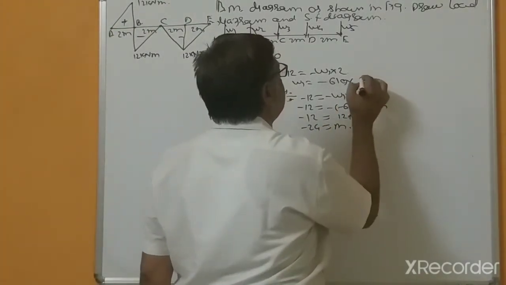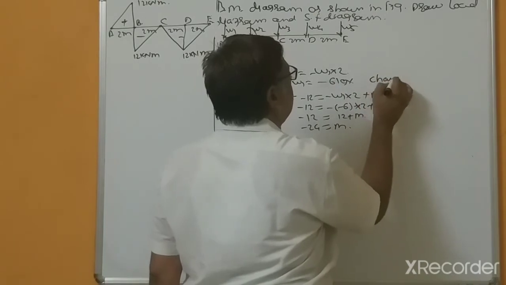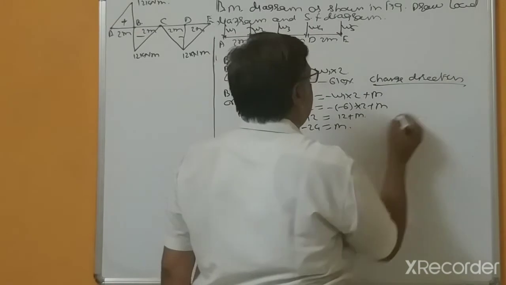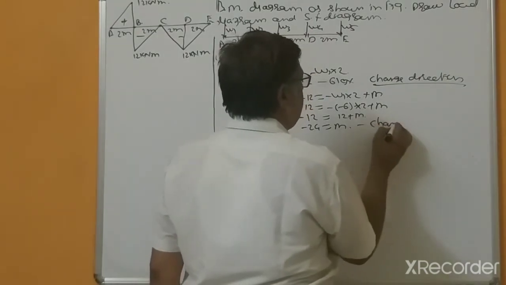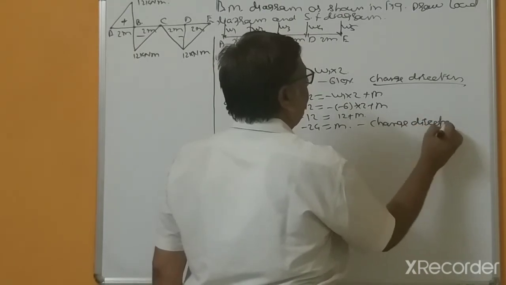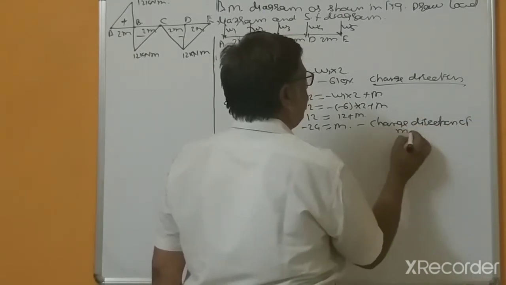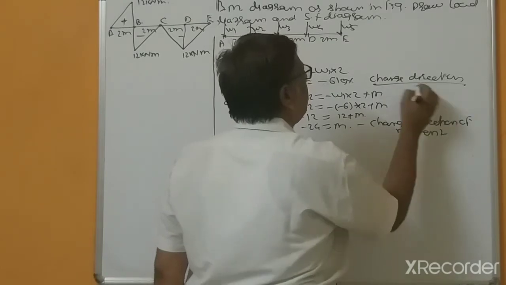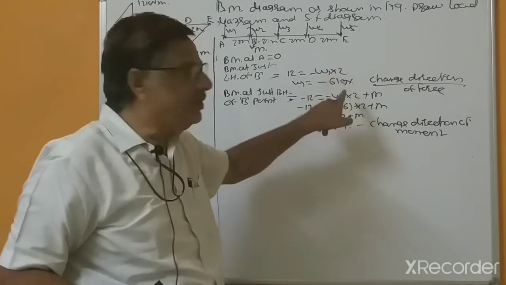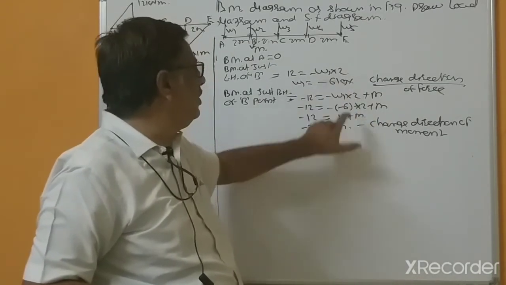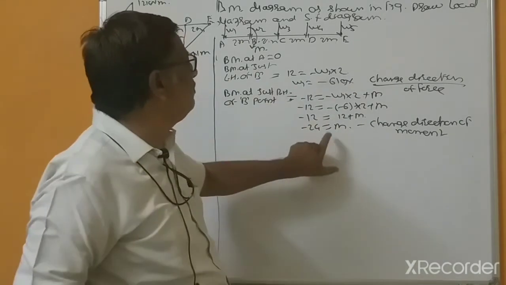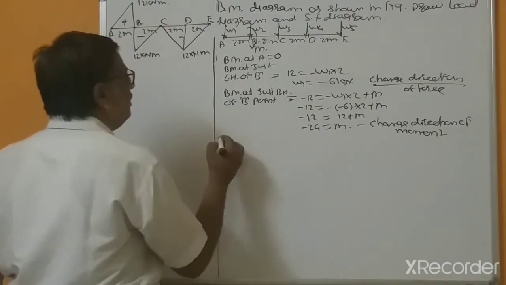So here change the direction, here also change the direction of moment, and here the direction of force. Instead of downwards, we have to assume this is upward, and instead of clockwise, this moment is anti-clockwise.